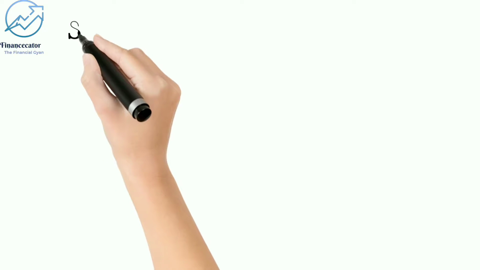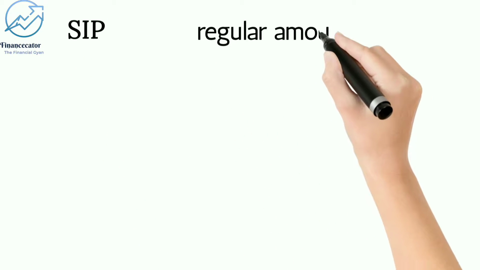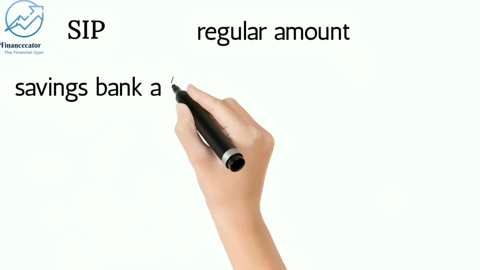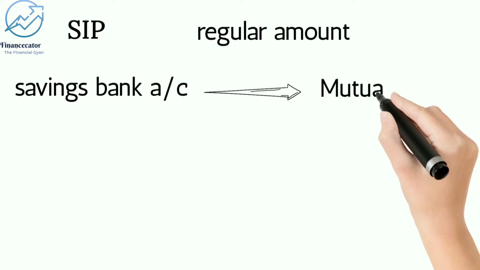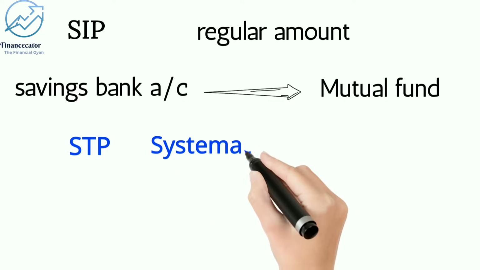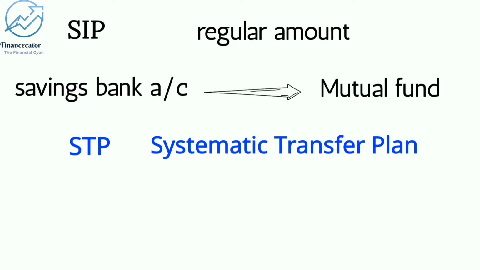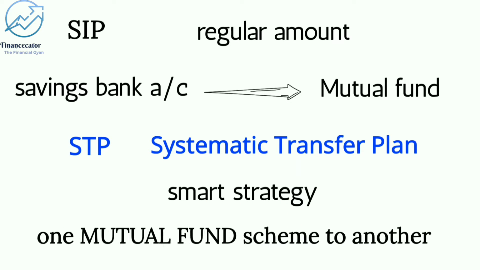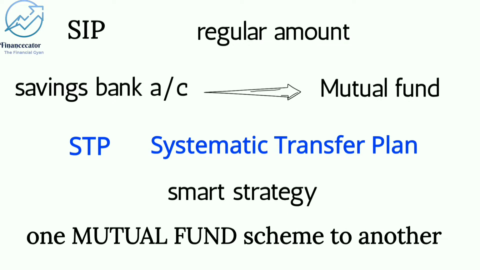We all know that SIP allows investors to invest a regular amount every month. It transfers the money from a savings bank account to a mutual fund. Whereas STP is a systematic transfer plan. Unlike SIP, STP is a smart strategy to transfer money from one mutual fund scheme to another.